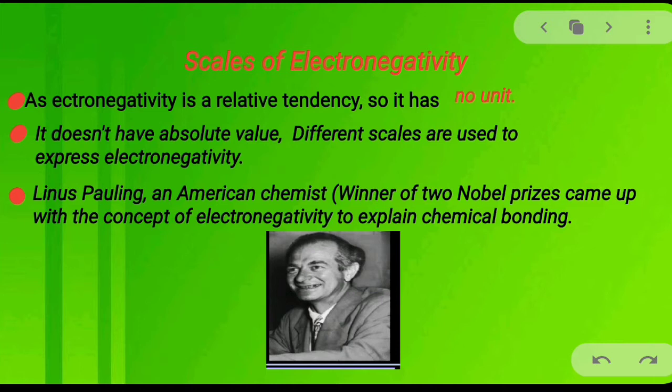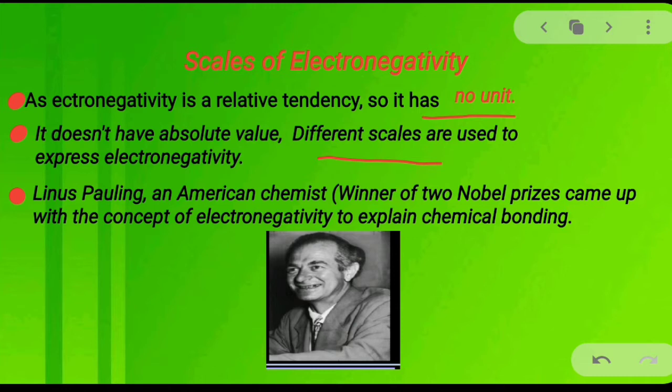Children, as it is a tendency to pull the electron, as it is a power to pull the electron, it is a relative term. We are comparing the power, we are comparing the force between two atoms. So as it is a relative tendency, it has no unit. Then how can we express it? We express the electronegativity by using different scales. As it does not have any absolute value, we use different scales to express the electronegativity.